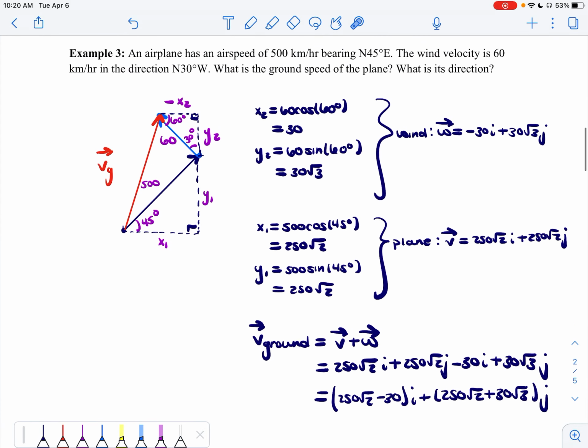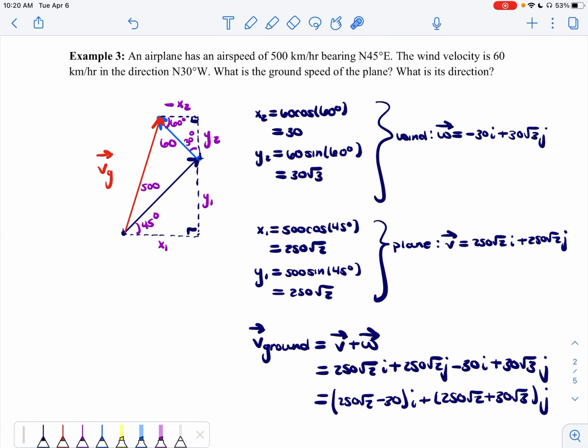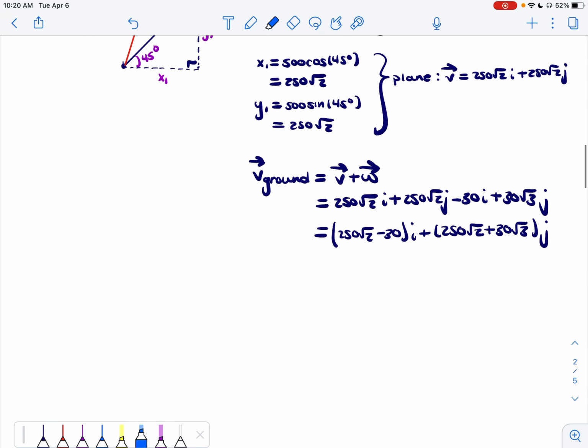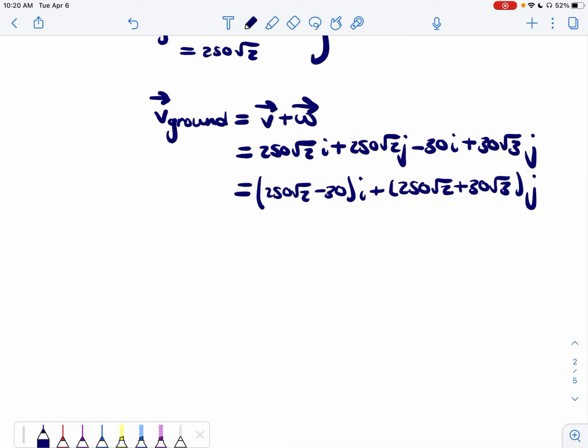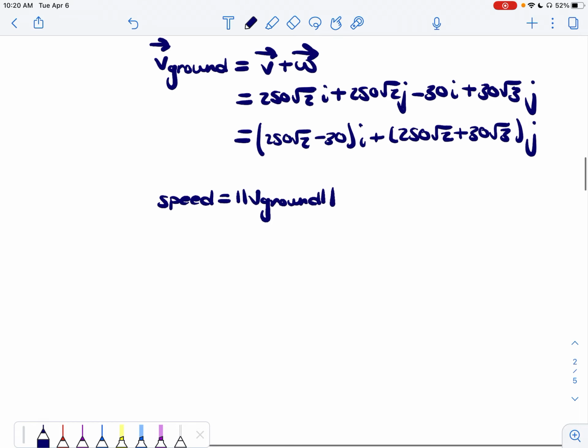Now, if you go back up to the original question, though, it asks us, what is the ground speed? Okay, what is the ground speed of the plane? So in order to find the speed, speed is a scalar, which means we want to find the magnitude of this vector. So the speed is just going to be the magnitude of this velocity vector.